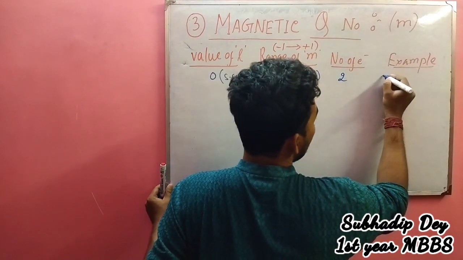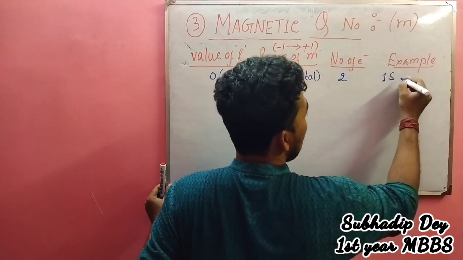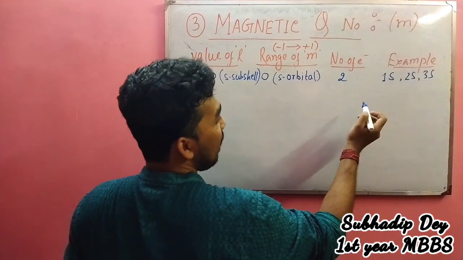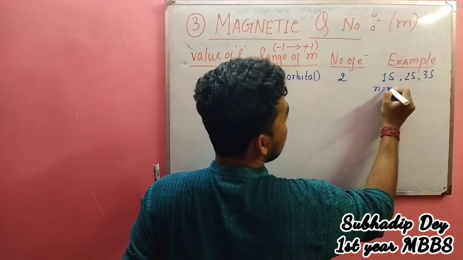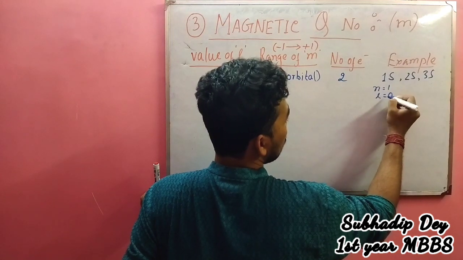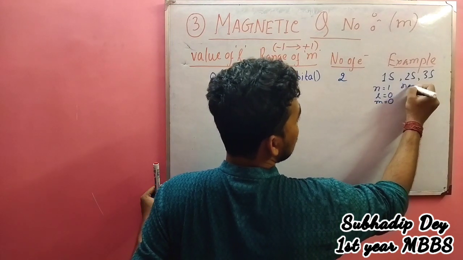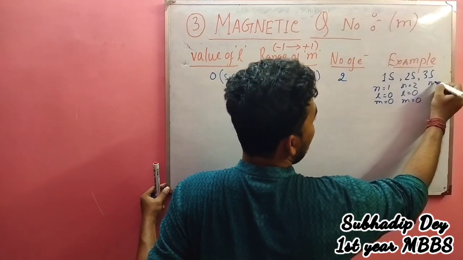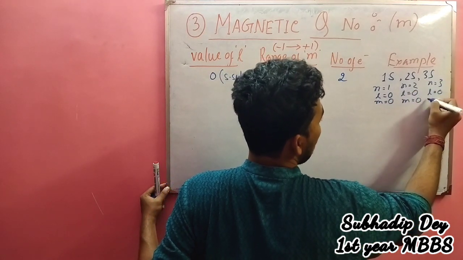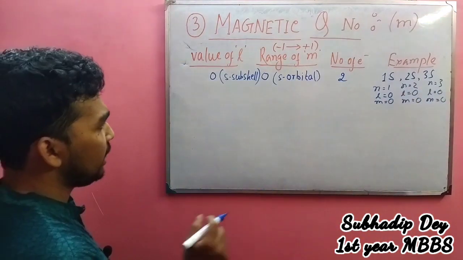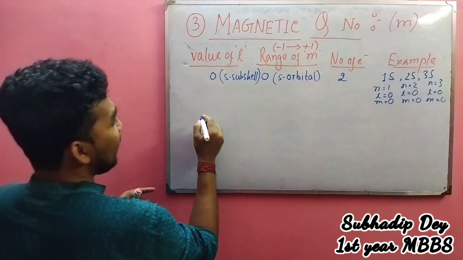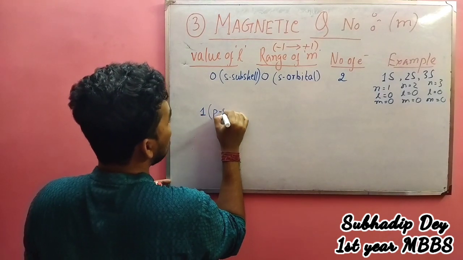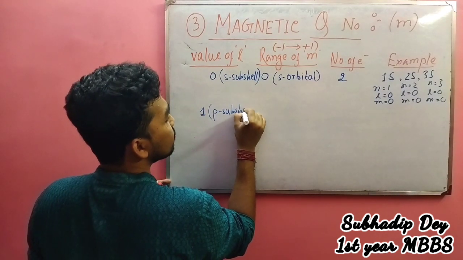अब एग्जाम्पल क्या होगा? मान लो 1s, मान लो 2s, मान लो 3s. इसका मतलब क्या? n = 1, l = 0, m = 0; n = 2, l = 0, m = 0; n = 3, l = 0, m = 0, है ना? Now we will see for value of l equal to 1. इसका मतलब हो गया हमारा p सबसेल, है ना?